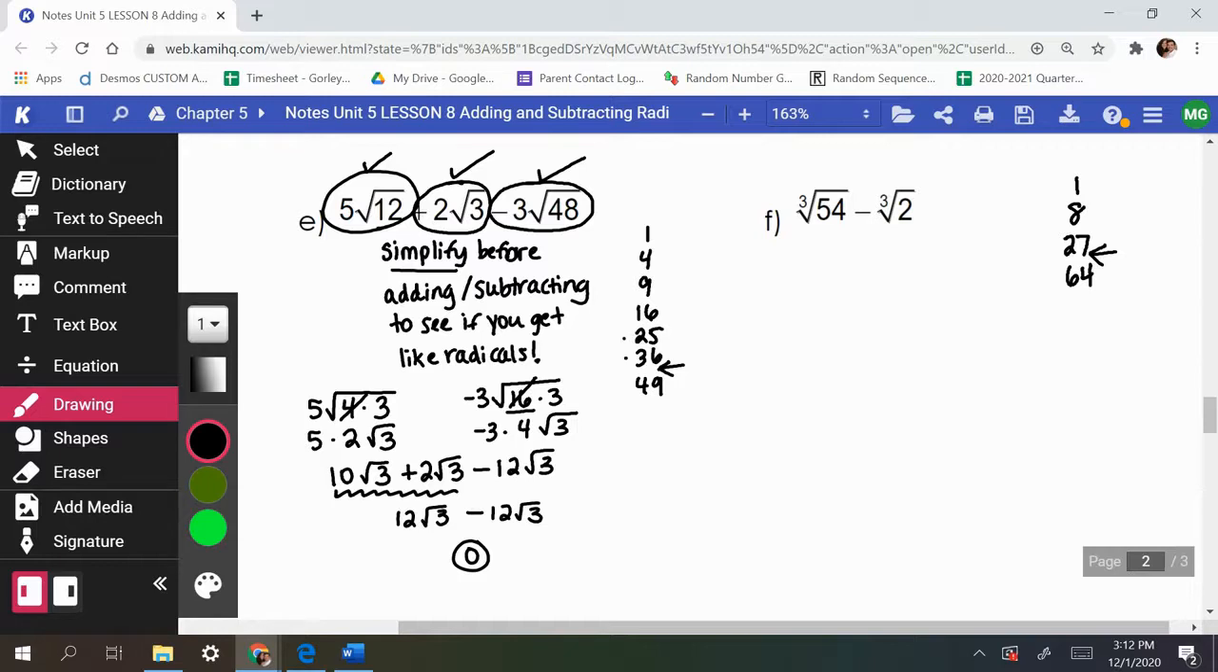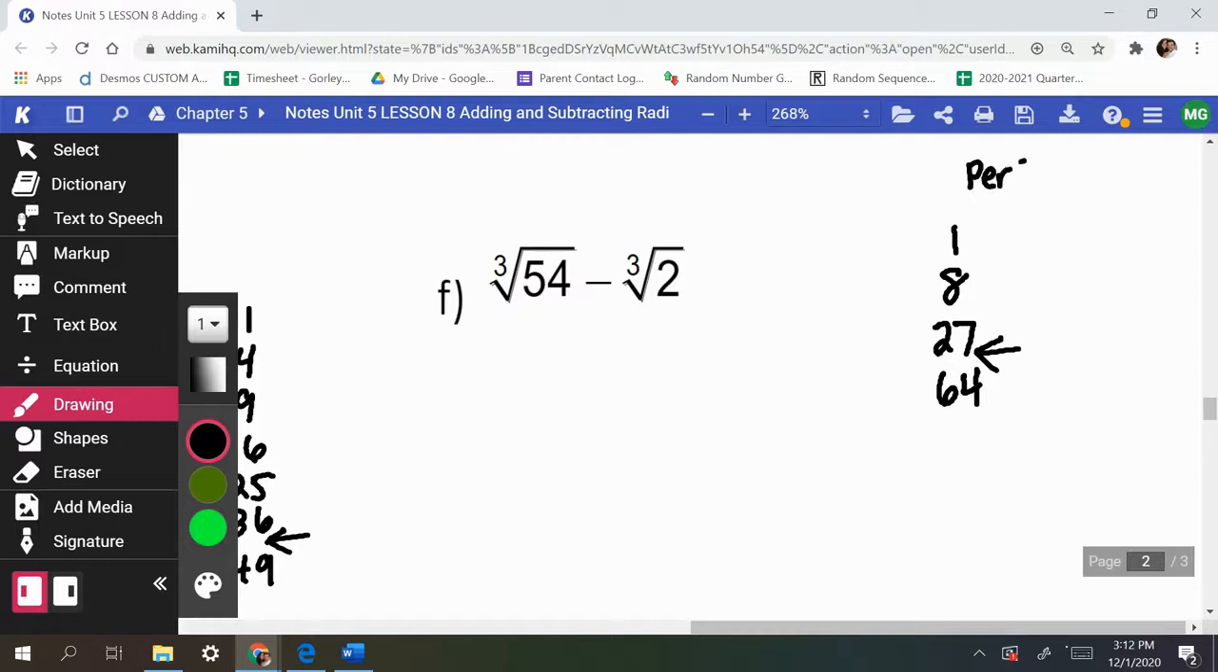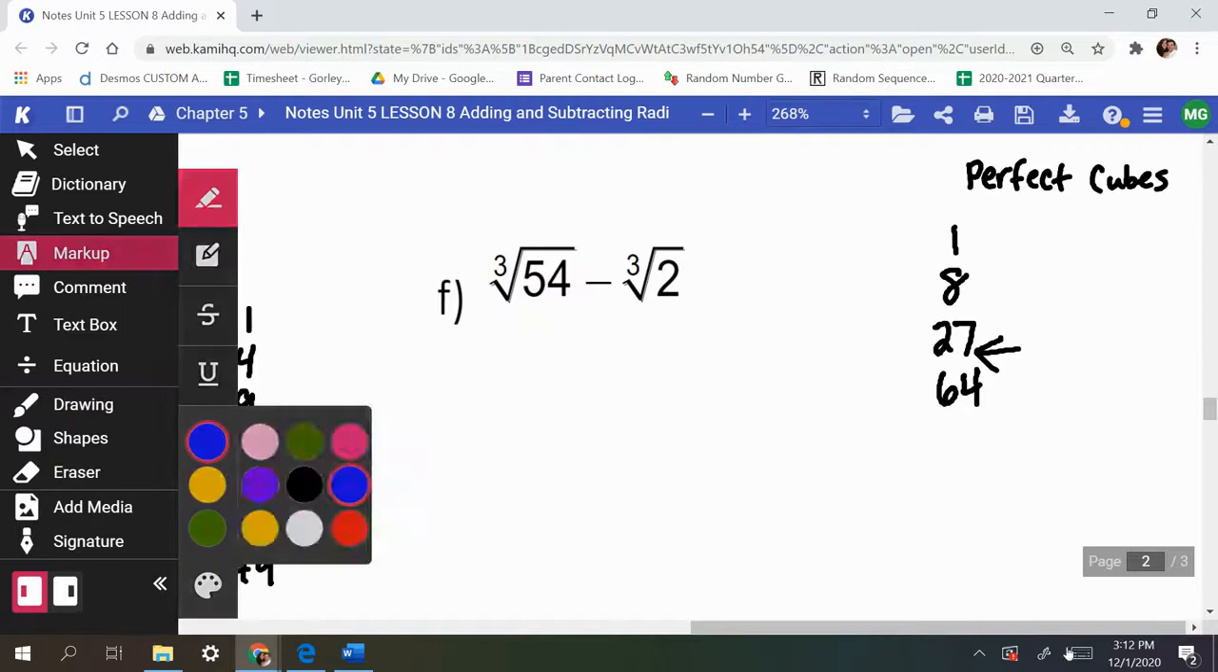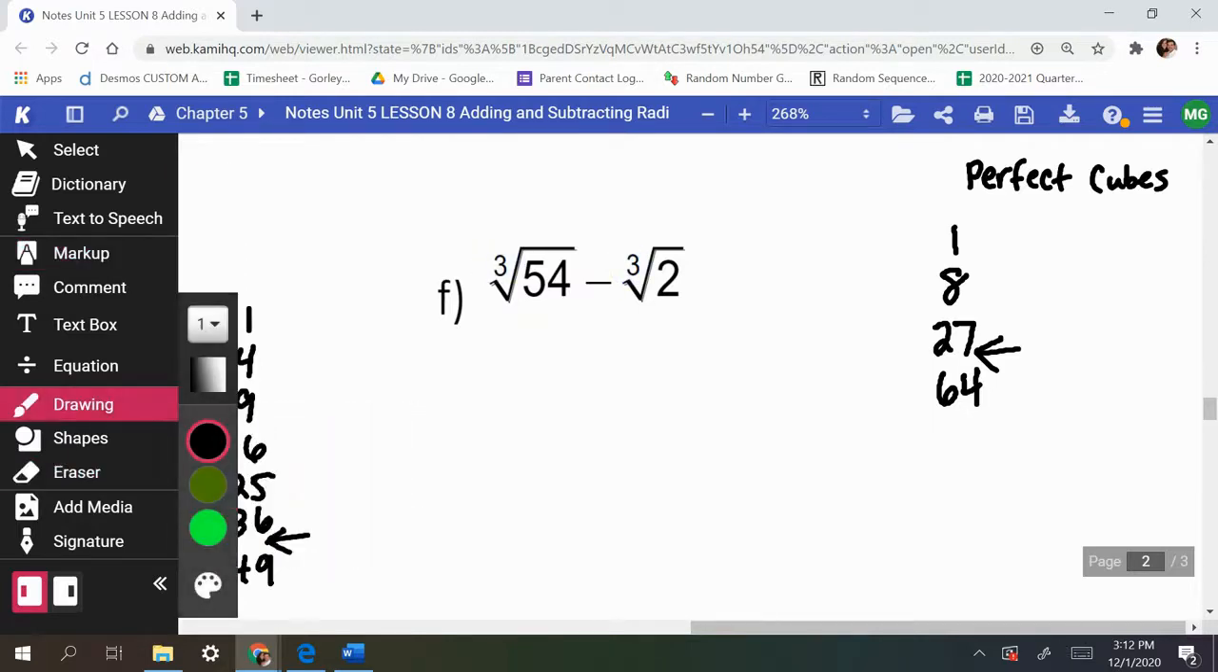So is 54 divisible by 27? It is. Again, we were looking at perfect cubes here because I saw that the index of all of these were cube roots. Okay, so that's why we're looking at breaking it into perfect cubes. So I've got the cube root of 27 times 2 would give me the cube root of 54, where 27 is a perfect cube. Let's reduce that. The cube root of 27 is going to be 3. And then the 2 is not perfect, so it stays under the root.